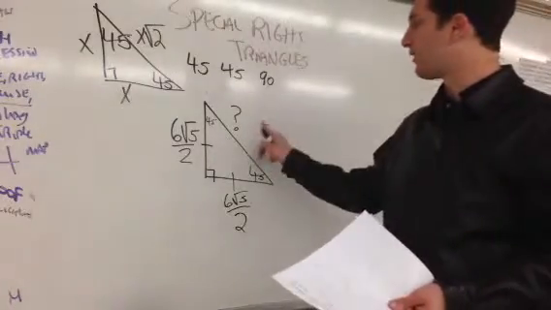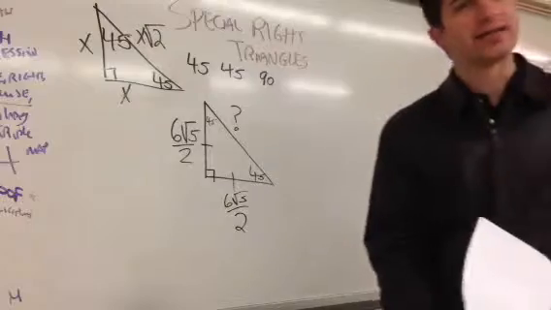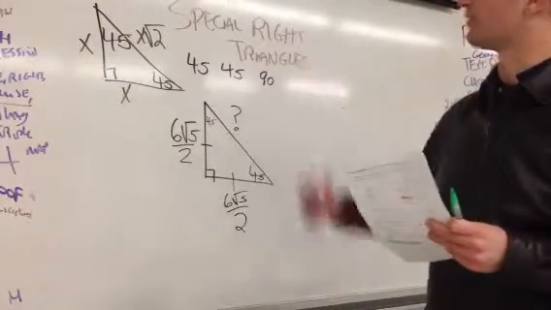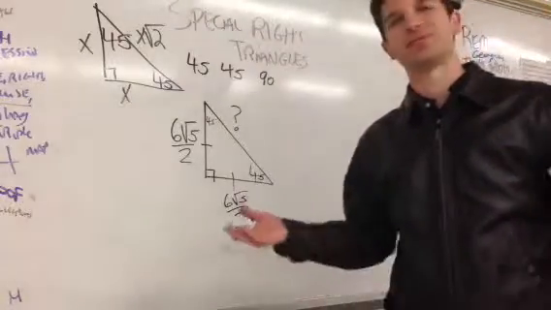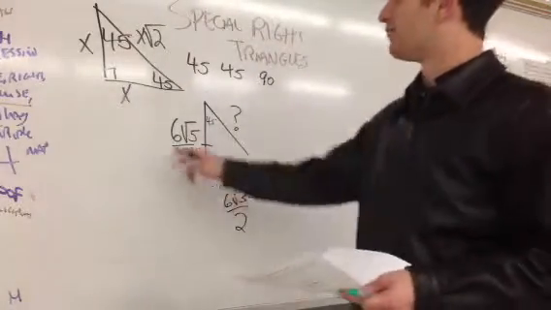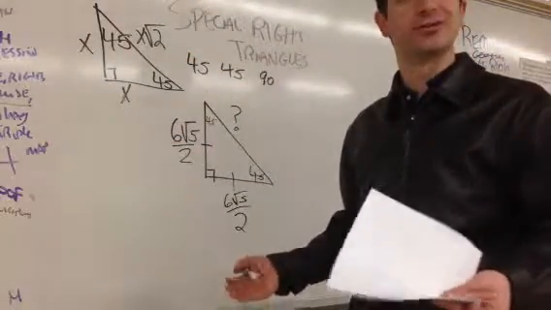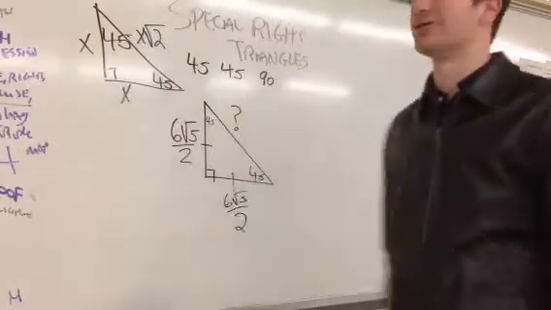And I want to find out what this is. A couple of ways to do this. Hopefully you've gotten to the point now where we can see, with 45, 45, 90s, if we're going to multiply or divide by the square root of 2. Because that's pretty much all there is to it. So if I have a leg and I want my hypotenuse, I multiply by square root of 2. If I have a hypotenuse and I want a leg, divide by the square root of 2.